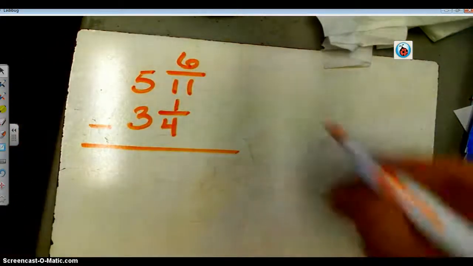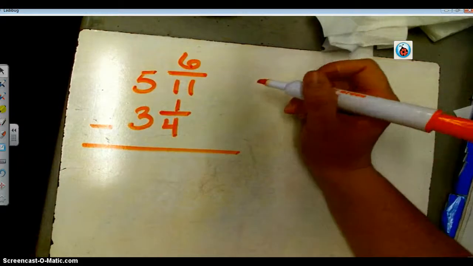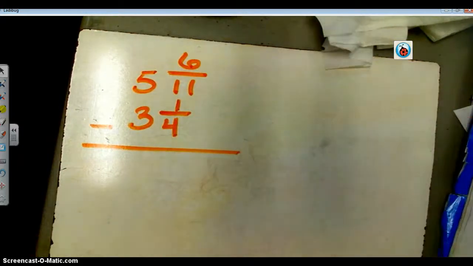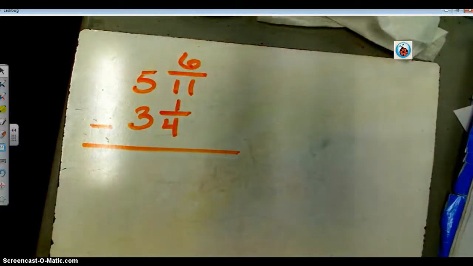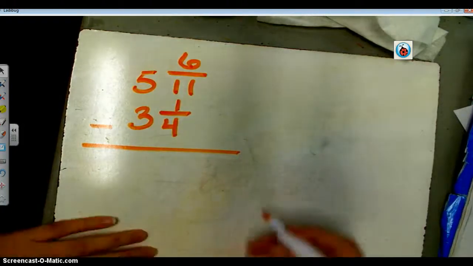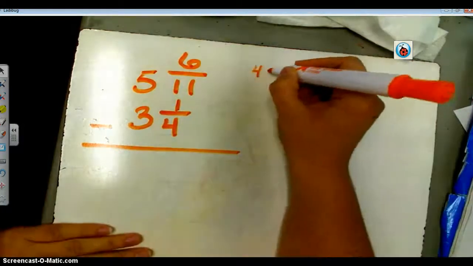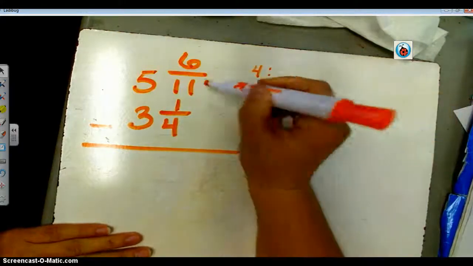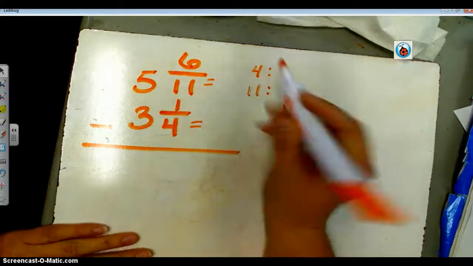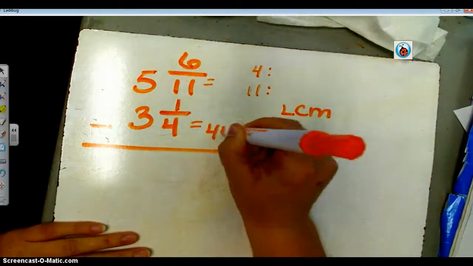Alright, I have 5 and 6/11 minus 3 and 1/4. What do I do first? Find the least common multiple between what two numbers? 4 and 11. Or you can multiply them. I can multiply. 4 times 11 equals 44.